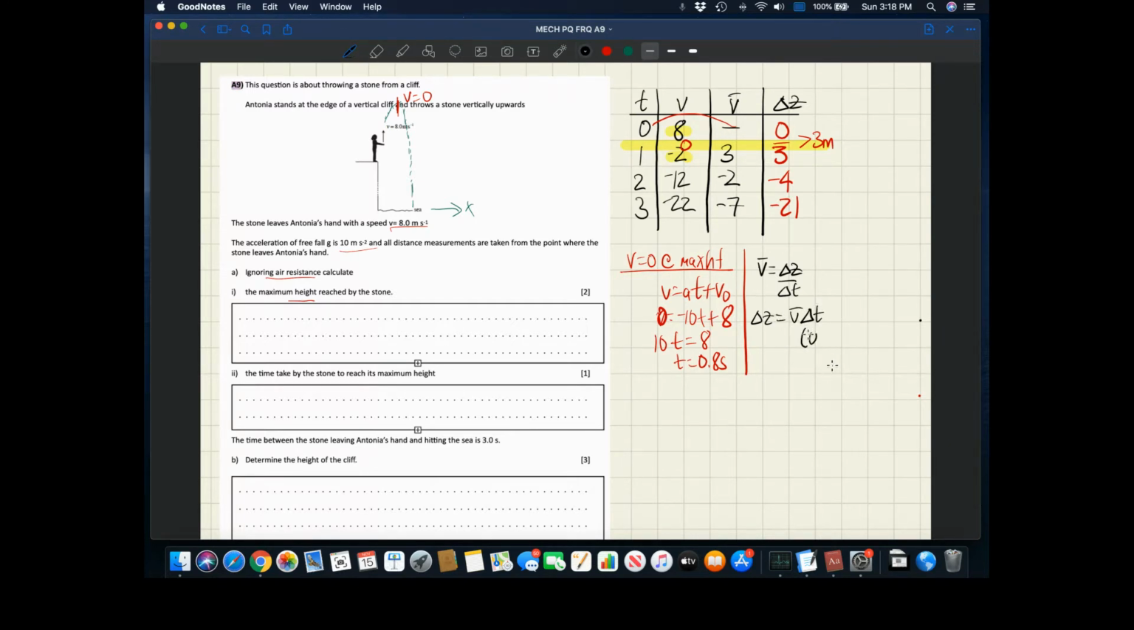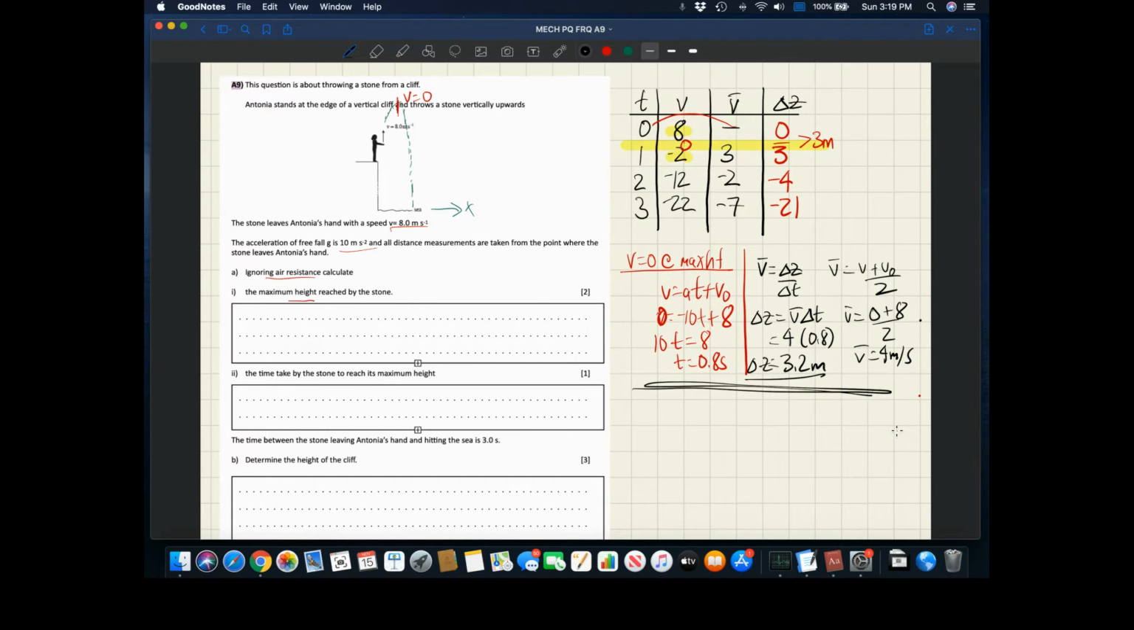Now we know the time is 0.8 seconds. We just don't know the velocity. Well, we have our other average velocity formula, which is v plus v0 over 2, when the acceleration is constant, which it is. And so the average velocity then is the final velocity, 0 plus 8 over 2. So the average velocity is 4 meters per second. So we have 4 times 0.8, which is 3.2 meters. Now, 3.2, we check it against our table. Yes, it should be greater than 3 meters. So we have our answer.